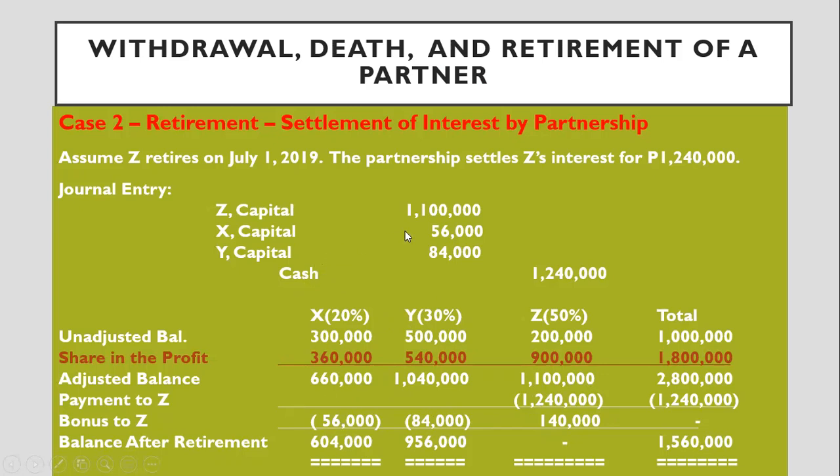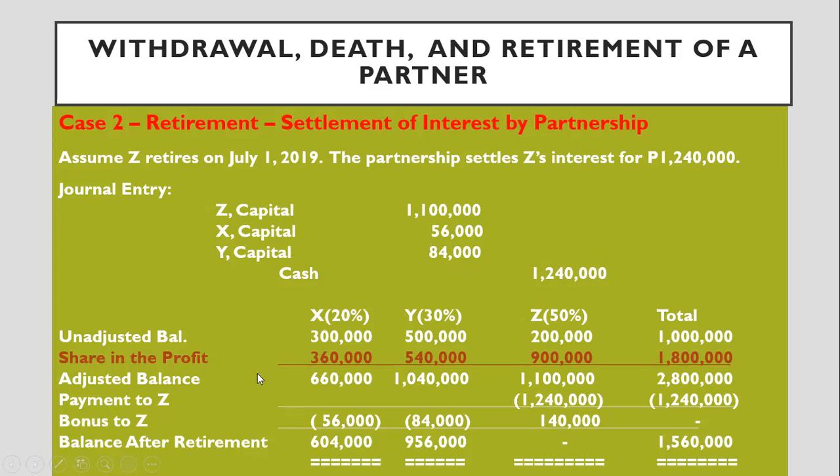So X now will have 56,000. And then for Y, it's 30 over 50 times 140,000, which is 84,000. So Y capital will have a credit of 84,000. Okay, and then credit to cash, 1,240,000. This is the amount paid by the partnership to Z.